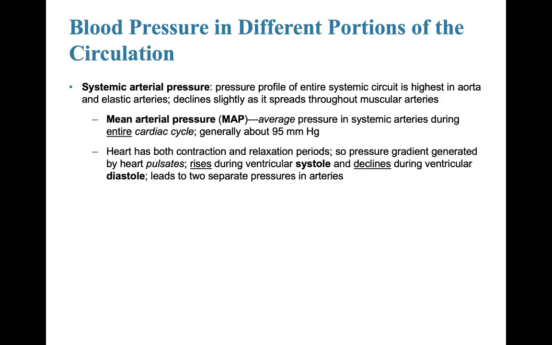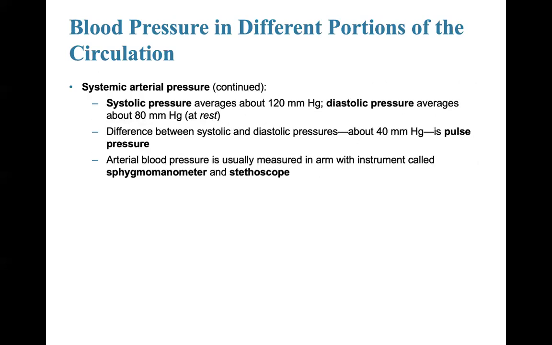The heart has both contraction and relaxation periods, so the pressure gradient generated by the heart pulsates, rising during ventricular systole and declining during ventricular diastole. This will lead to two separate pressures in the arteries. The systolic pressure, which averages about 120, and the diastolic pressure, which averages about 80 at rest. The difference between the systolic and the diastolic pressure is 40. This is referred to as your pulse pressure.